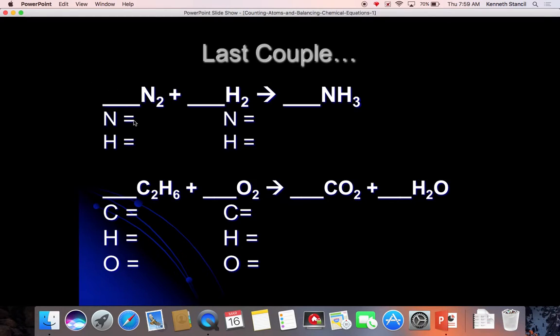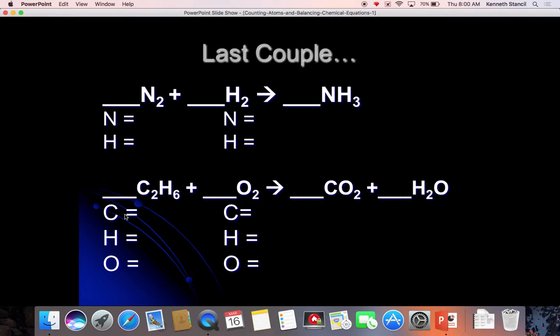How many nitrogens? How many hydrogens? How many nitrogens over here? How many hydrogens? 3. I've got 2 over here, hydrogen. Let's look at our nitrogen. This is 2. This nitrogen is what? 1. What do I multiply 1 by to get 2? 2. So if I put a 2 here, I've got 2 nitrogen, but now how many hydrogen do I have? 6. Well, over here I've got how many? So what do I need to put here? A 3. Good job.